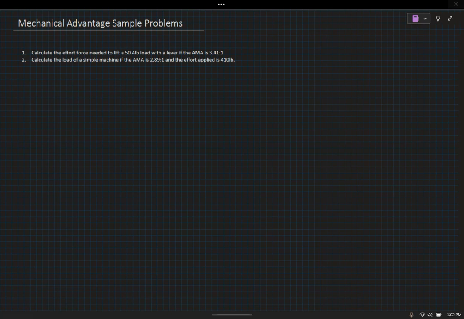Hey guys, got another set of example problems here. Today we'll be looking at actual mechanical advantage. Actual mechanical advantage is measured with force, not distance, but the equation is very similar to the IMA equation, in shape anyway. So let's take a look at these example problems.